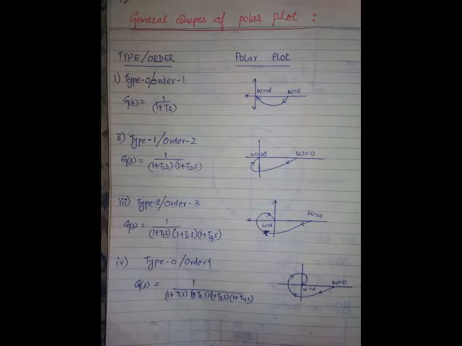Then we have type 2. Ninth one. Type 2, the order also will be 2. And this is the representation. G of S is 1 by j omega square. The magnitude is 1 by omega square and the angle is minus 180. So if you observe, even a type 2 plot will start at infinite magnitude. And what angle is it starting at? Minus 180.